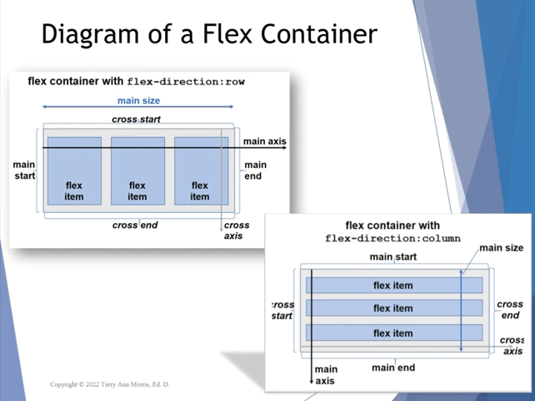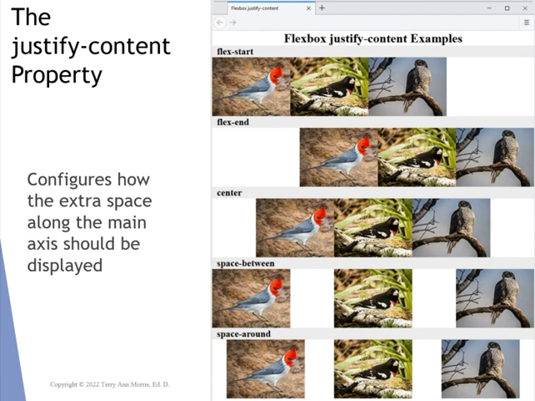The justify content property. The justify content property configures how the extra space along the main axis should be displayed. It also defines how the browser distributes space between and around items along the main axis of a flex container and the inline axis of a grid container. As we can see on the slide, the justify content property aligns the flexible container's items when the items do not use all available space on the main axis horizontally.